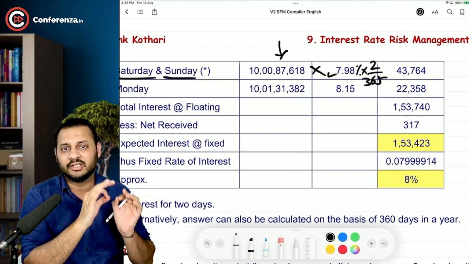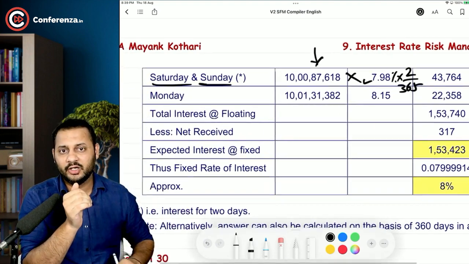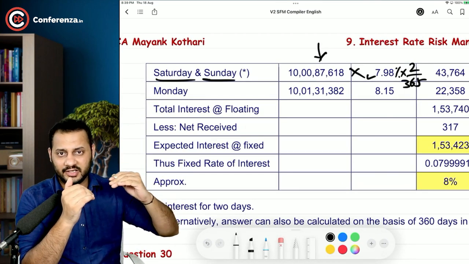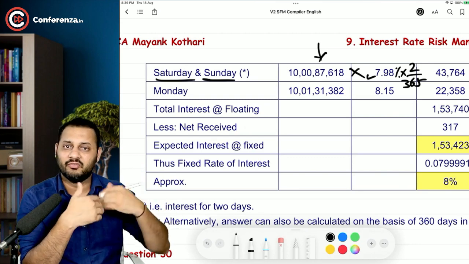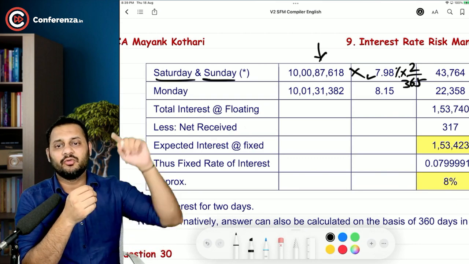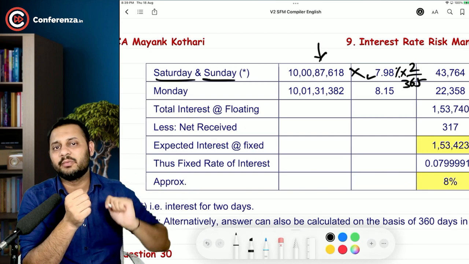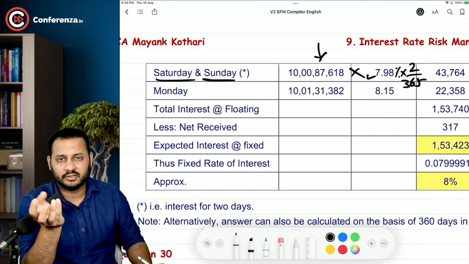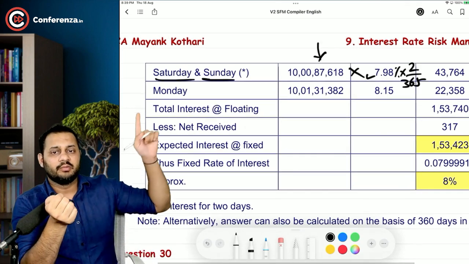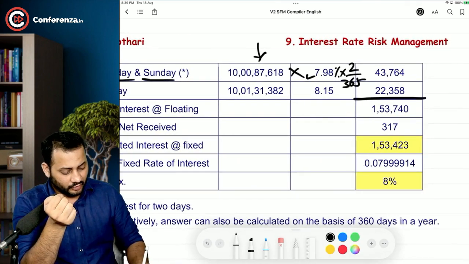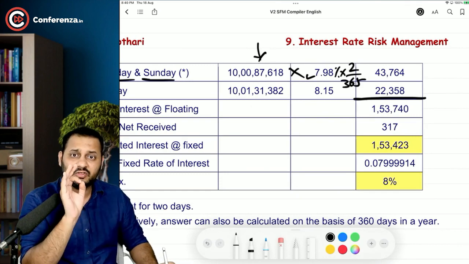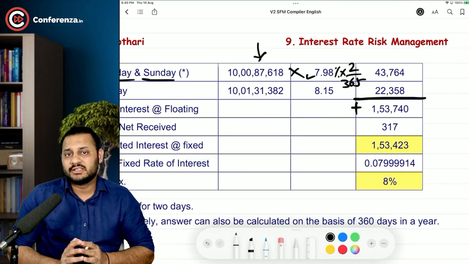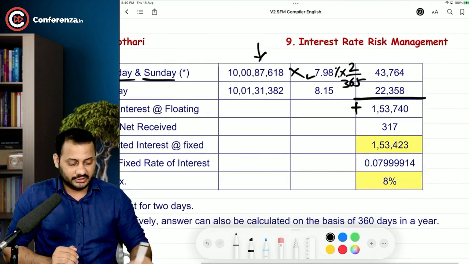So that's something wrong in this table. What you can do instead is, after Saturday, create another row for Sunday and apply 7.98% once again. That will make sure that you are considering Saturday's interest also in the principal value. That's okay, but that will be hardly some rupees of difference. And then Monday. So for all the 7 days, you did the calculation of the floating rate receipt. This was supposed to be received by us, 153,740, but we received only this much. Why?